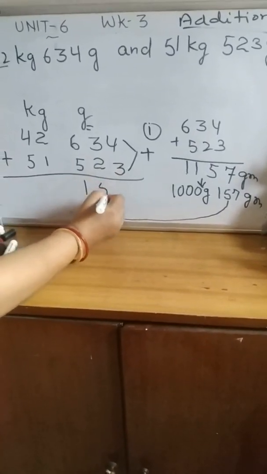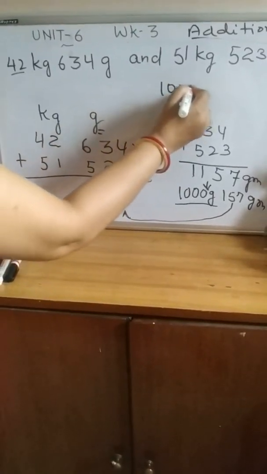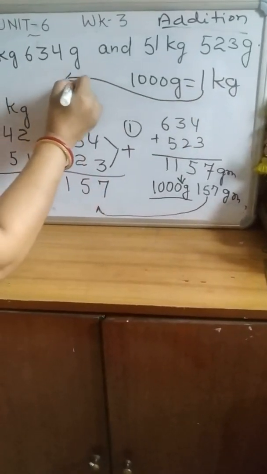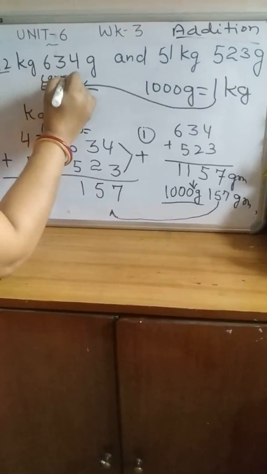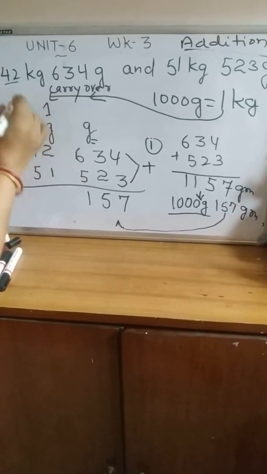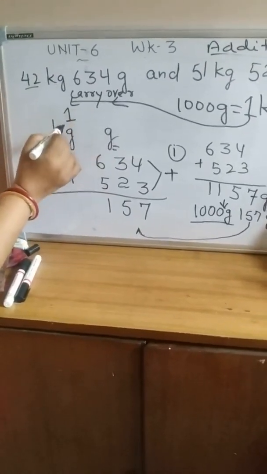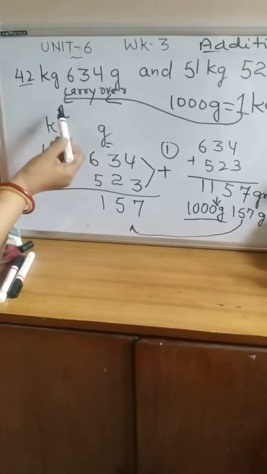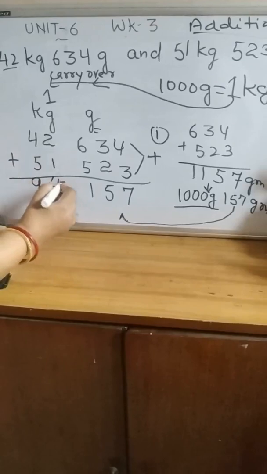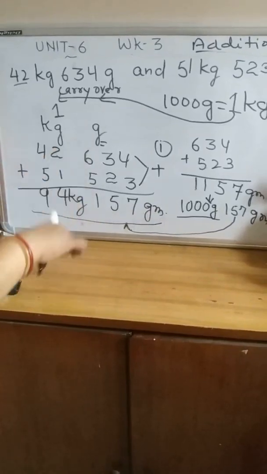157. And this 1000 gram will become 1 kilogram, and this 1 kilogram will go as a carry over. Where? In the kilogram column. 1000 becomes 1 kilogram. Now we add 1 plus 2, 3, 3 plus 1, 4, and 4 plus 5 is 9. So it is 94 kilogram and 157 gram. So in this way we do the addition.